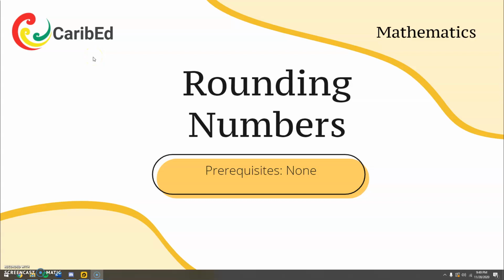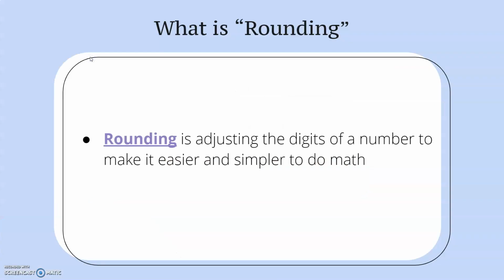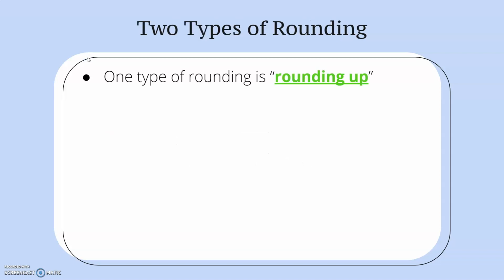Today we'll be looking at rounding numbers. The prerequisites for rounding numbers are there are none. So what is rounding? Rounding is adjusting the digits of a number to make it easier and simpler to do math. So there are two types of rounding.